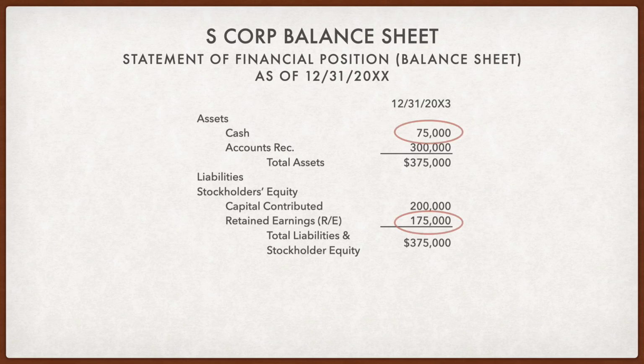Now you'll notice in this simple example that the cash account is dramatically less than what's showing in the retained earnings account. You may wonder how that can be. Hopefully, after you watch this short presentation, you'll be able to answer that question.